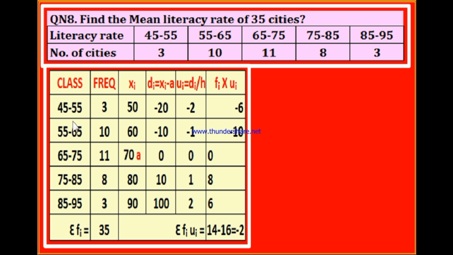Now, what is the class mark of 55 to 65? Again, add these two. 55 plus 65 is 120, divided by 2 is 60.